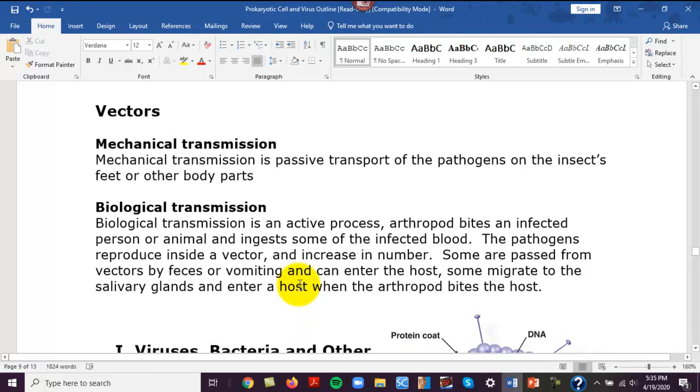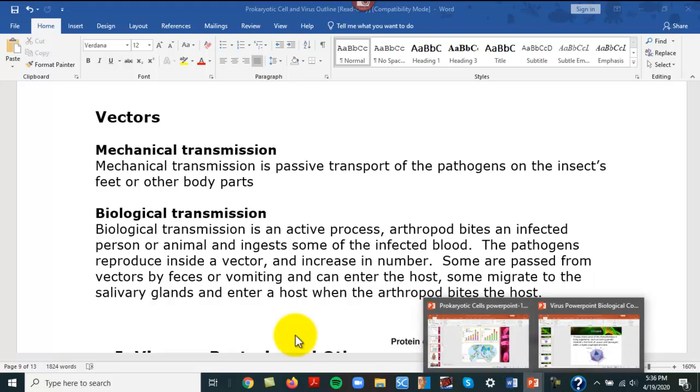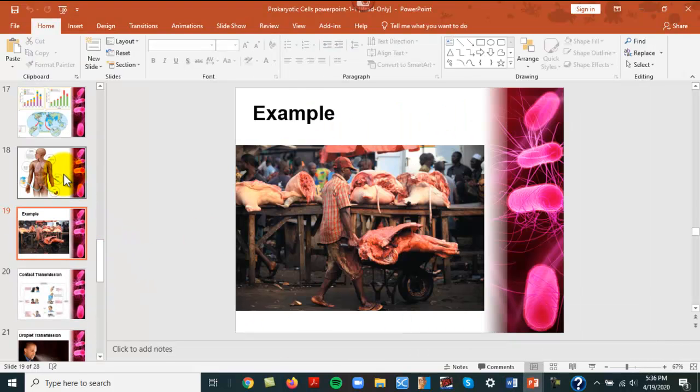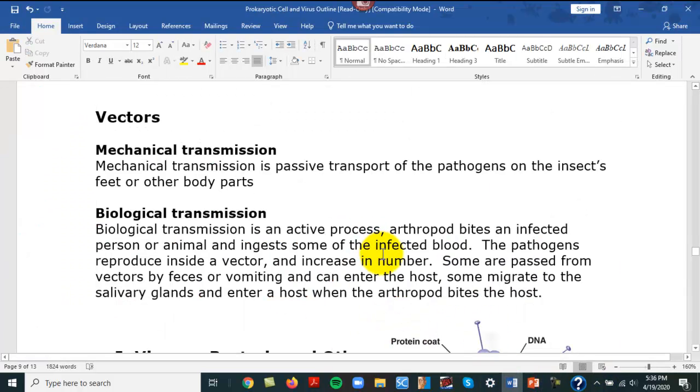So vectors are arthropods, insects. Insects that bite people and they can spread disease. Mechanical transmission is an insect running across something. Cockroaches are bad for that. Their feet are like Velcro, and so whatever they've been in contact with, they can spread it that way. Or the biological transmission is being bitten.